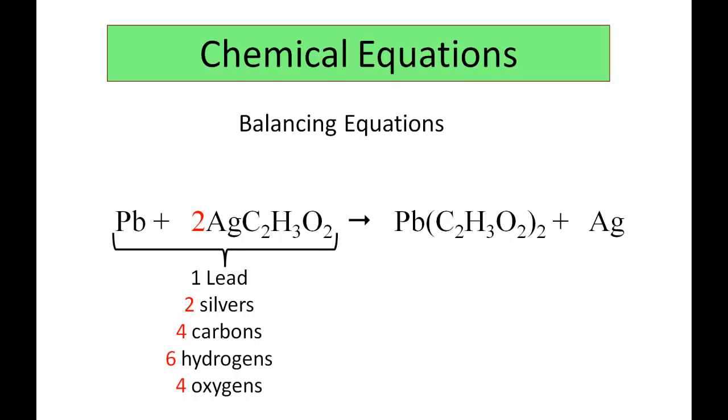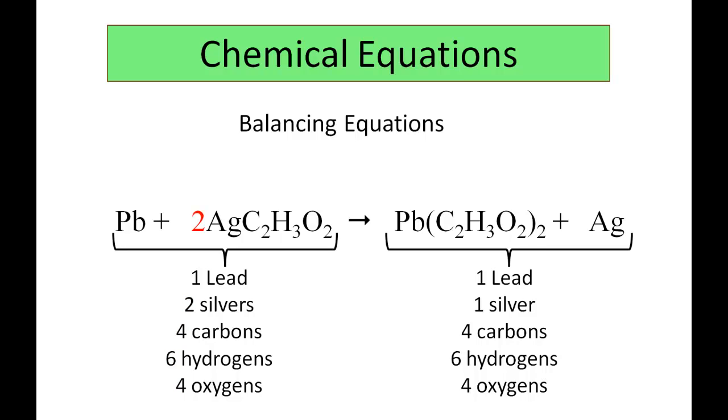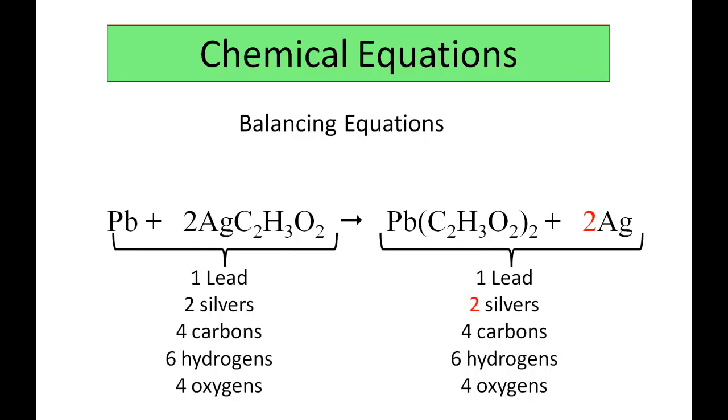We now have 2 silvers, we now have 6 hydrogens, and we now have 4 oxygens. If we look now over here on the product side, we now have 1 lead, 1 silver. So the one that's not balanced now is only the silver. So to balance this out, we put a 2 in front of the silver. And now we have both sides equal in their amount of elements. Notice I fixed the carbon, which messed up some of the other elements, and then I just went through and fixed them until they were the same on both sides.